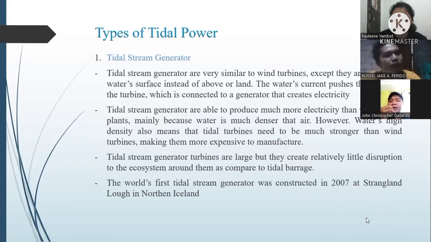Okay. Types of tidal power. Ang kaunahan po is yung tidal stream generator. Tidal stream generators are very similar to wind turbines, except they are below the water surface instead of above it. The water's current pushes the blades of the turbine, which is connected to a generator that creates electricity.